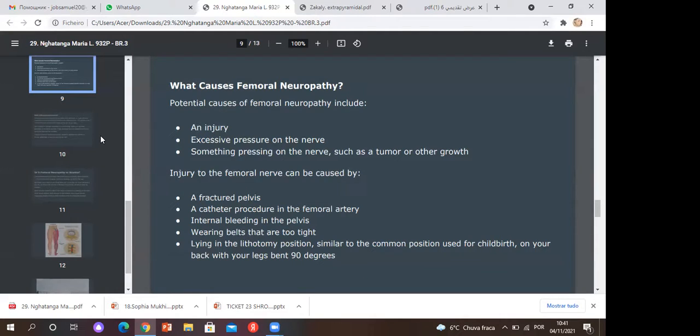internal bleeding in the pelvis, wearing belts that are too tight, or lying in the lithotomy position, similar to the common position used for childbirth, on your back with your legs bent 90 degrees. So lying or sleeping in this position a lot can also cause femoral neuropathy.